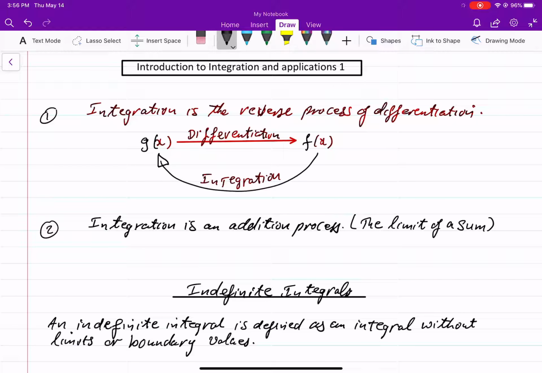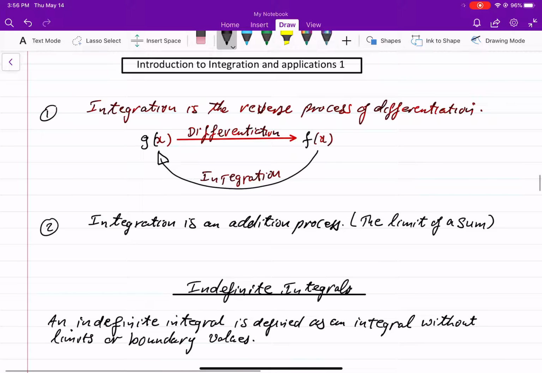Number 1, integration is the reverse process of differentiation. In the same way as when we started differentiation, we said differentiation was the reverse process of integration, right? Remember that? So if I start with a function g of x and I perform this process of differentiation, I'll get some other function f of x. If I were to take this function f of x, as these arrows are clearly showing, and perform this process of integration, then I get back the function g of x. I usually get back that function plus something called an arbitrary constant, which we'll talk about a little later on.